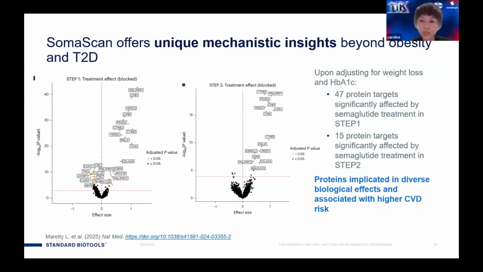Upon adjusting for weight loss as well as the level of HbA1c, they are able to identify 47 and 15 proteins that are significantly affected by semaglutide treatment. Many of these proteins are implicated in diverse biological effects, and they are associated with a higher CVD risk.